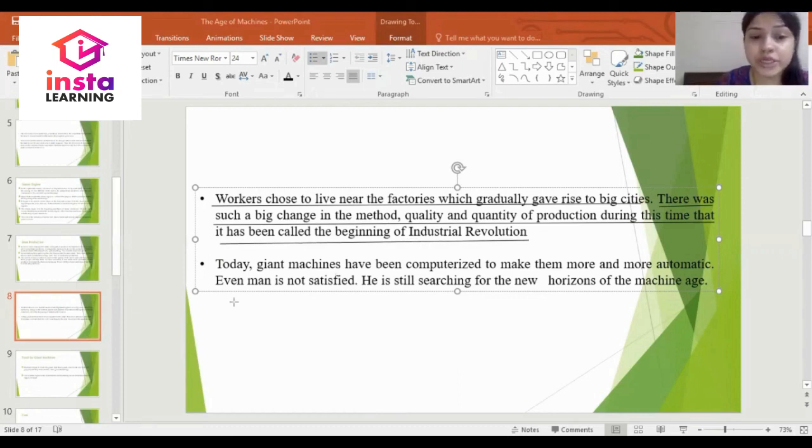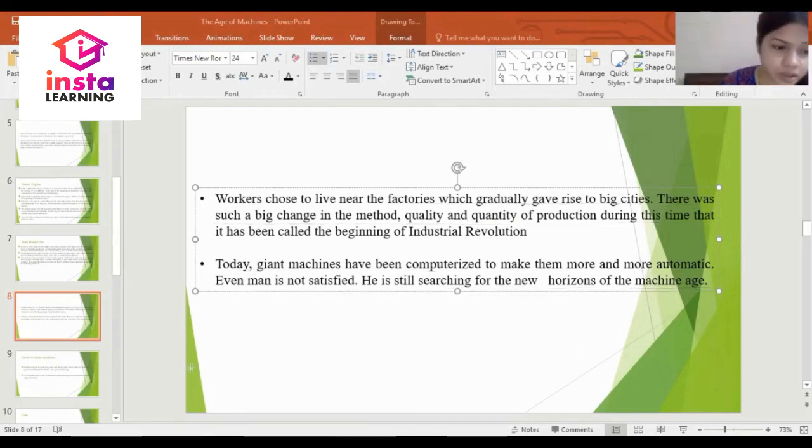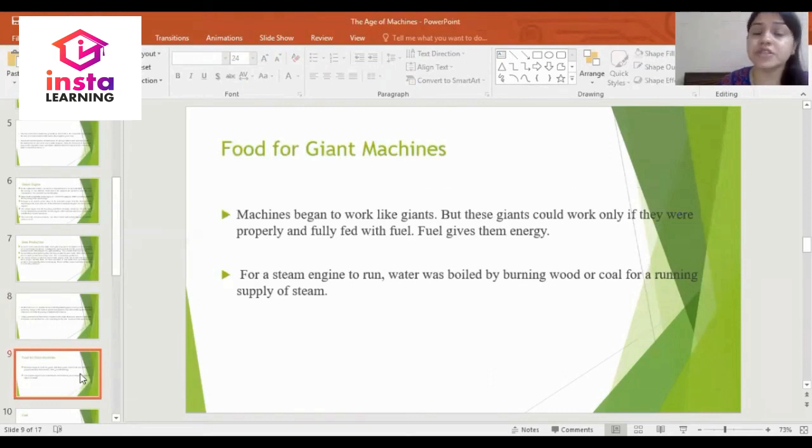So today giant machines have been computerized to make them more and more automatic. Even man is not satisfied. He is still searching for new horizons of the machine age. So, dear student, this is all about mass production. Let's understand the next learning objective of the chapter, which is food for giant machines.